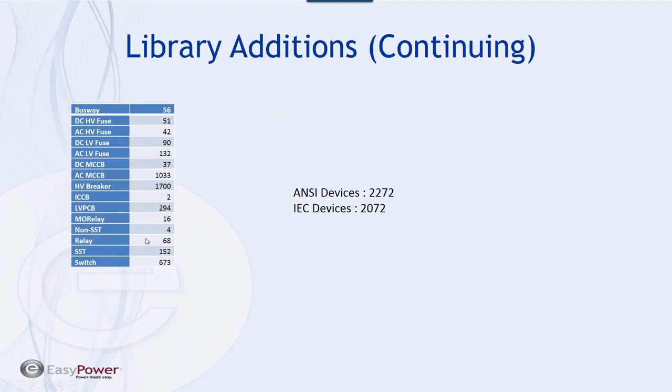For our library, this is not the latest, at least as of today. This information is almost 4 or 5 months old now, but it shows ANSI devices 2227 and IEC devices 2072. Just a point of clarification, these are additions, not a final count. This is the addition from the time that we started the effort of adding devices to our library, and it's ongoing. This is not the latest; it has significantly gone up.